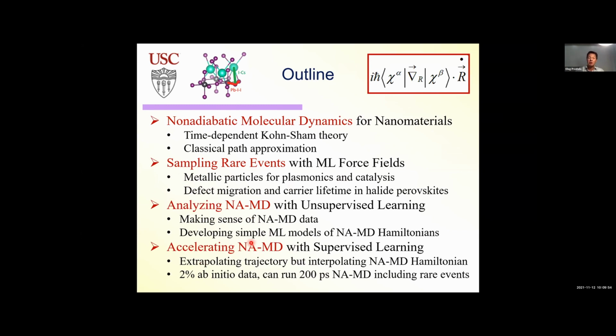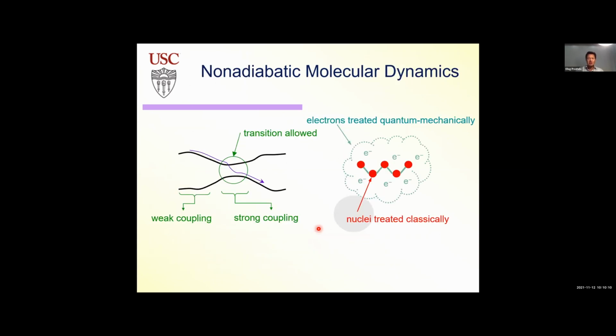And more recently, we're predicting or interpolating the non-adiabatic Hamiltonian with machine learning, and we hope to be able to run NAMD that is not just a few picoseconds at the initial level that we are doing right now, but hundreds of picoseconds, maybe nanoseconds, and I'll give you some examples of that. So what we're doing is non-adiabatic molecular dynamics. Electrons are quantum mechanical, nuclei are classical, and we're interested to include transitions between electronic states.